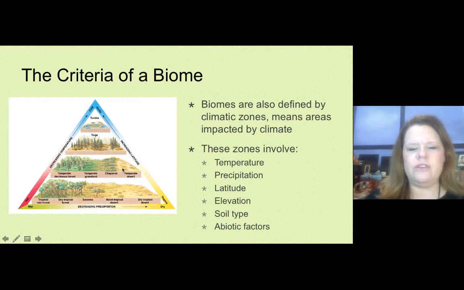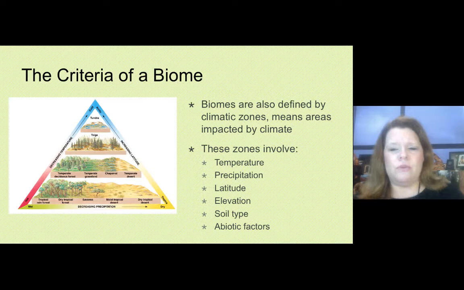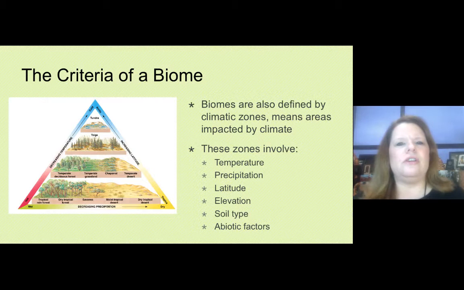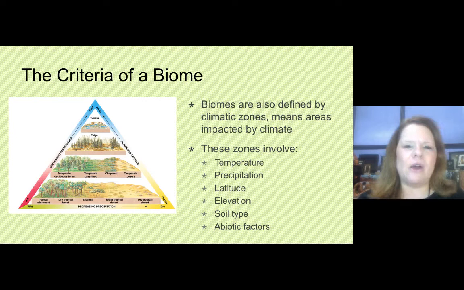Biomes are defined by climatic zones. So that means they're impacted by the climates that I just described on the climate pyramid over here, or biome pyramid. These zones include the temperature, precipitation, latitude, elevation, soil types, and abiotic factors. So each of these things contribute to why we classify a biome in a specific region and the specific characteristics that make each one unique.